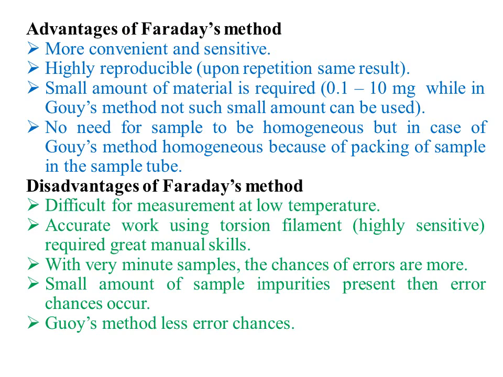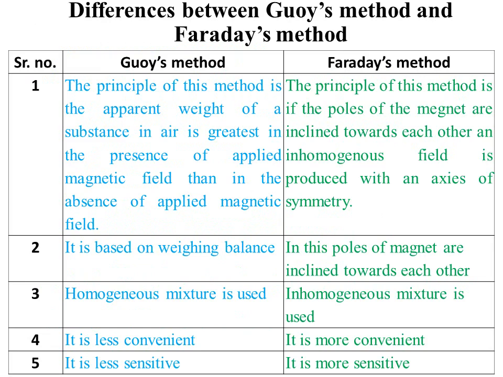Advantages of Faraday's method. Now we shall come towards difference or comparison of Gauss and Faraday's method. Gauss method, the principle is apparent weight of a substance in air is greater in the presence of applied magnetic field than the absence of magnetic field.